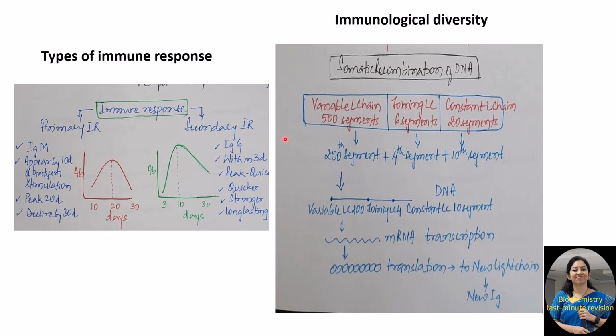Coming to immunological diversity, it means that with a limited number of genes for the heavy chain and the light chain, a variety of different immunoglobulins can be produced by this mechanism. This is somatic recombination of DNA.